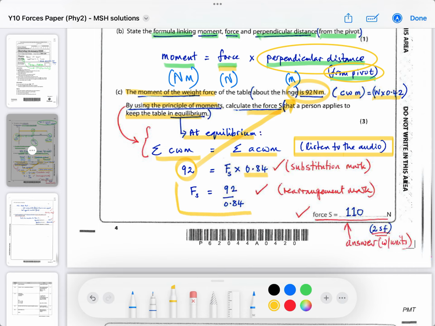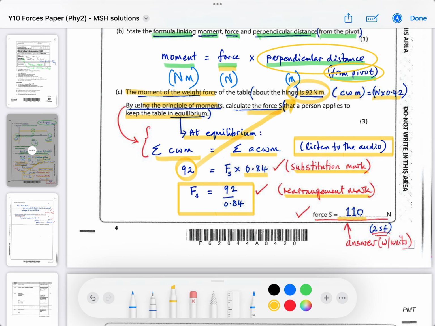If you rearrange it correctly, you'll get Fs is 92 divided by 0.84, which to two significant figures will give you an answer of 110 newtons. So that's how you do the balancing moments. Substitution of numbers gets you 1 mark. Rearranging the equation so you can work out the unknown Fs is the 2nd mark.